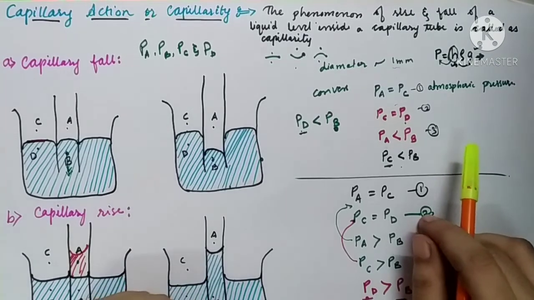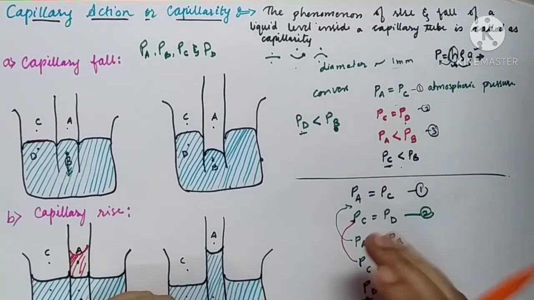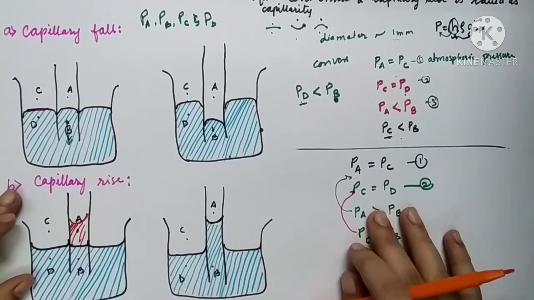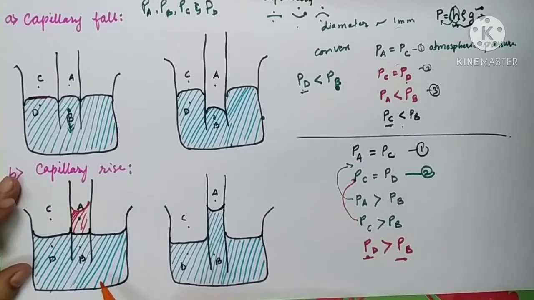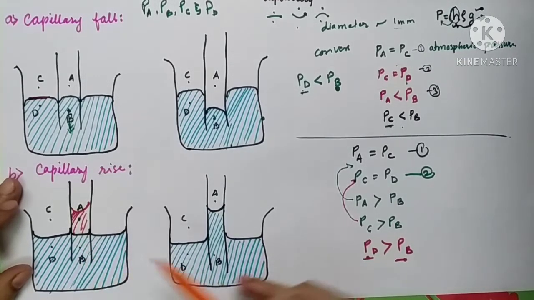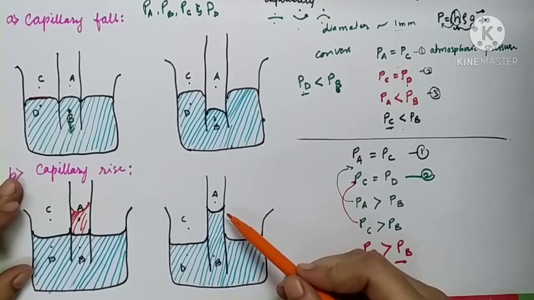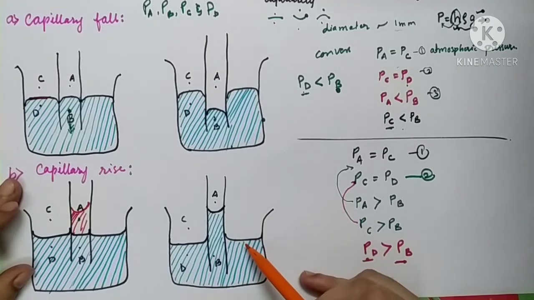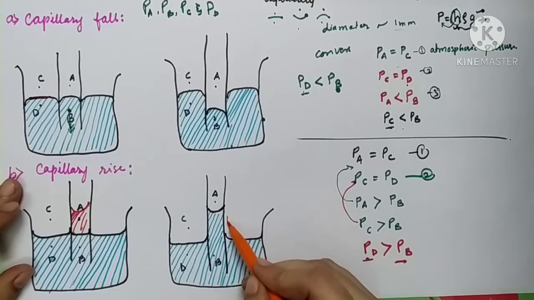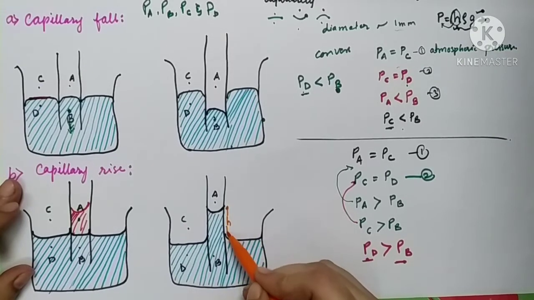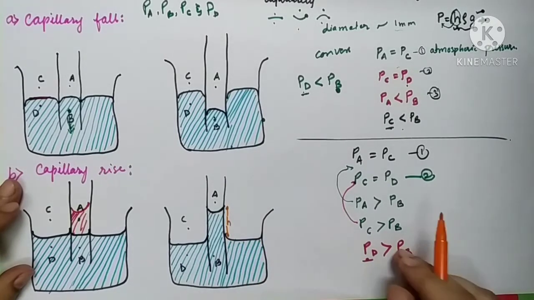Today what we have to do, we all know that whenever a capillary tube is dipped inside a liquid which completely wets the solid or which partially wets the solid, the liquid level rises inside the capillary as compared to the level outside it. So here today we are going to find out the height up to which the liquid level rises. This height, we'll have to search the formula for it.